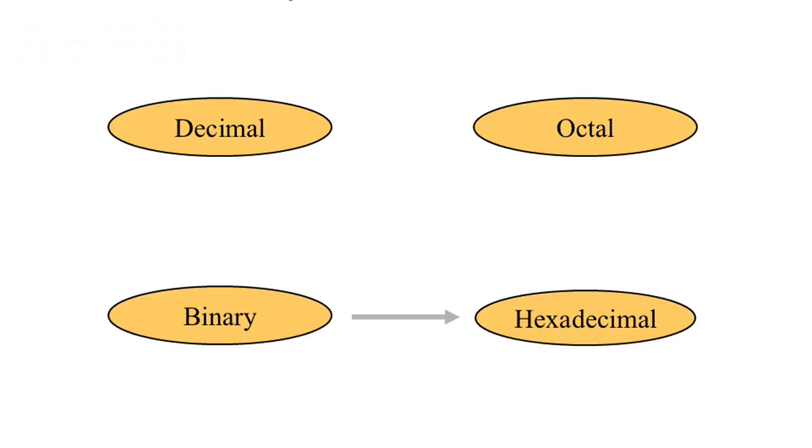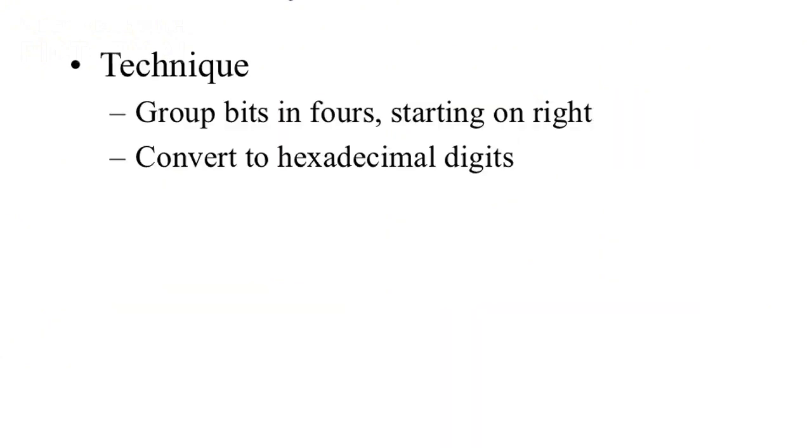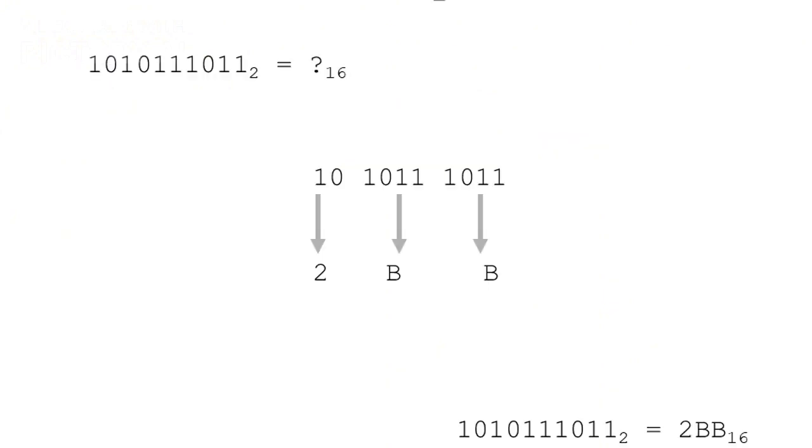This conversion is similar to binary to octal but involves grouping bits in fours. To convert a binary number to hexadecimal, we group the bits in fours, starting from the right, and then convert each group to its hexadecimal equivalent. For example, converting 1,010,111,011 in binary to hexadecimal involves grouping the bits and converting each group, resulting in the hexadecimal number 2BB.